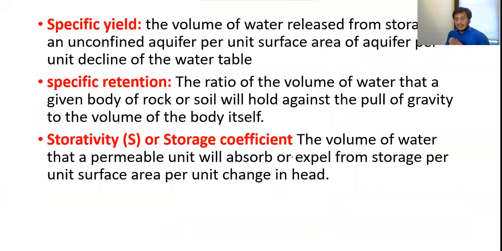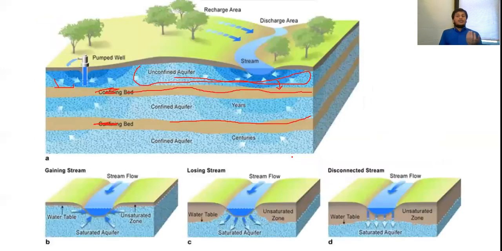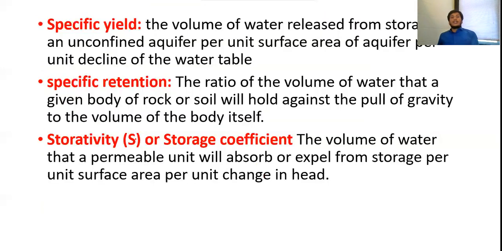So let's discuss some properties of an aquifer: specific yield, specific retention, storage coefficient, transmissivity, hydraulic conductivity, and specific storage. These are some of the important properties of an aquifer, and I'll try to explain them. Specific yield is the amount of water released from storage per unit surface area of the aquifer per unit decline of the water table.